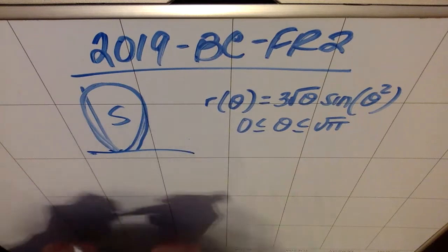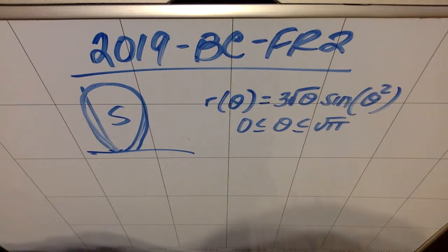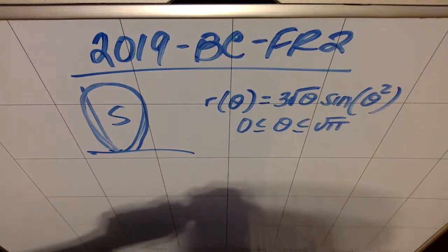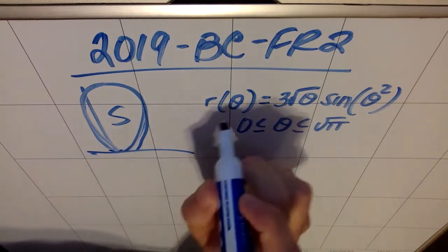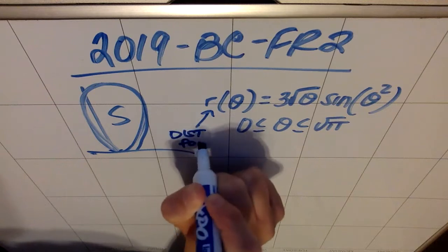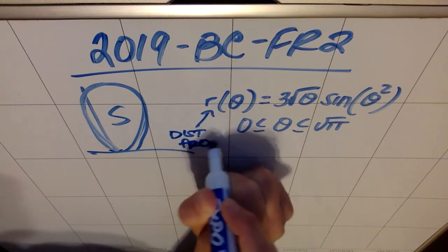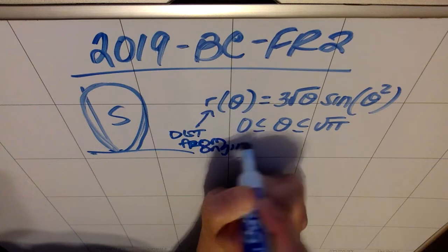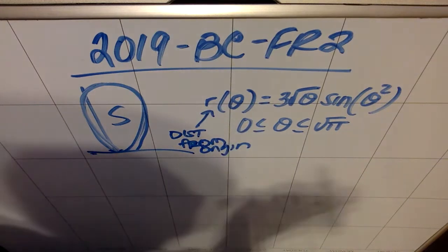Sorry, I wrecked my graph. All right, part B. What is the average distance from the origin of a point on the polar curve, that r of theta we already have, for 0 to square root of pi? Cool. So r is actually the distance from the origin. That's how this is defined, right? You don't need like a distance formula. That's what it is. Distance from origin. That's how you do polar coordinates, right? Theta is the direction and r is how far you are from the origin.